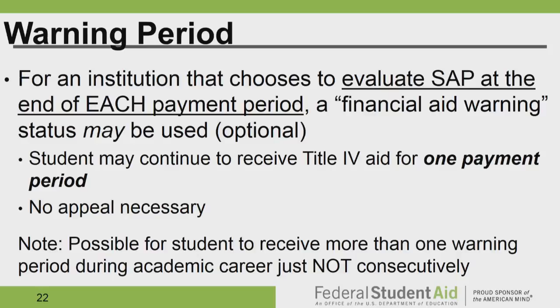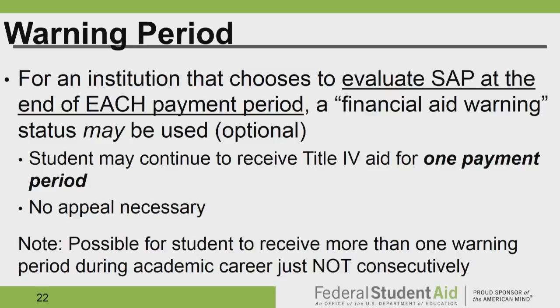So this is a student who technically is not meeting SAP. They are failing one of the measurements or more, and yet they can continue to receive Title IV aid without having to appeal because they're in this warning period. That's the benefit of checking SAP each and every payment period. Now, it is possible for a student to receive more than 1 warning period throughout their academic career at your school. It just cannot be consecutive.